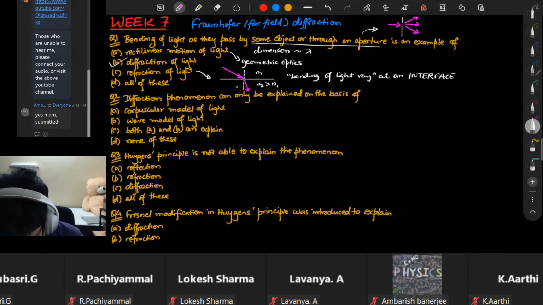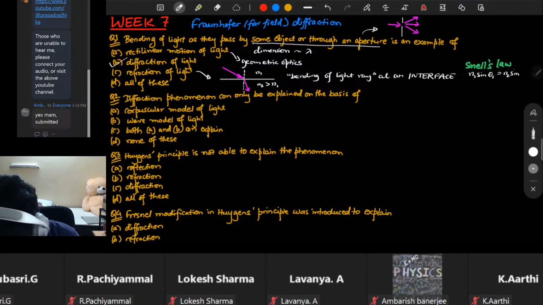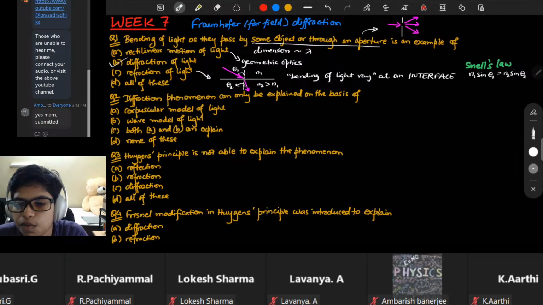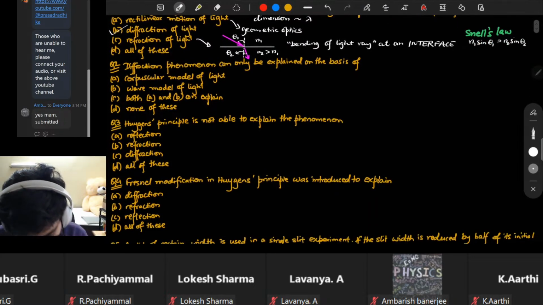The thing that I've drawn below, that's diffraction. And refraction is governed by what we have studied, Snell's law, which says n1 sine theta 1 equals n2 sine theta 2, where theta 1 is the angle of incidence and theta 2 is the angle of refraction. So I hope I have made myself absolutely clear, and now you would not get confused between what is diffraction and what is refraction. Okay, so we can proceed further.